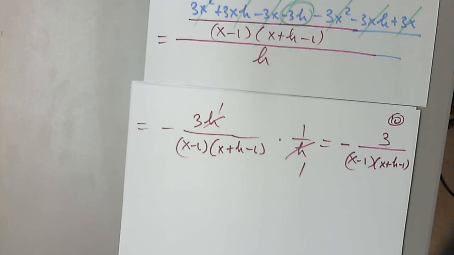Mike? Wouldn't it be negative 3h over x plus h minus 1? Like, you have the negative 3h at the top. Oh, you just took it out. Yes, I put those in front of the fraction line. Yes. Very good. Anything else?